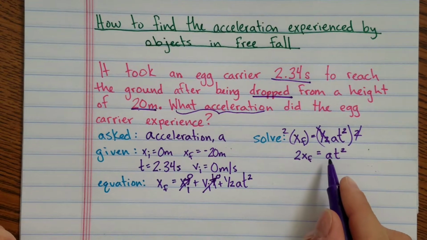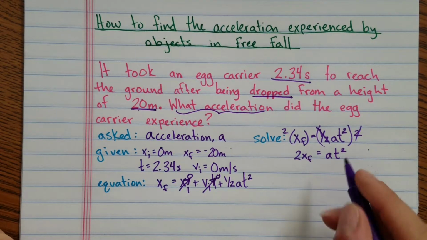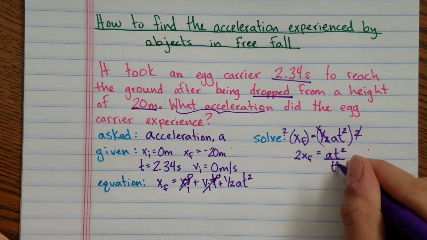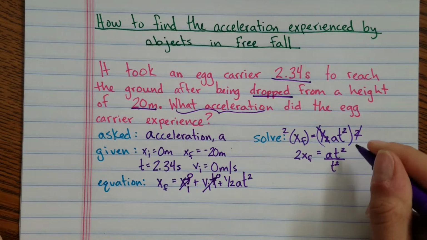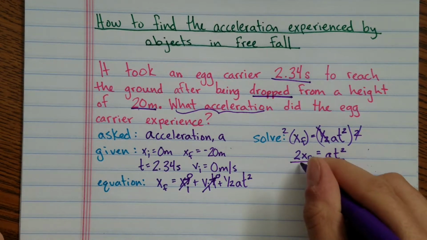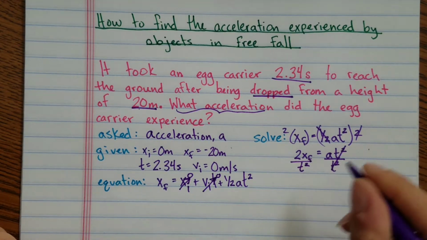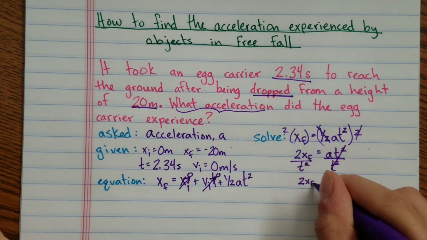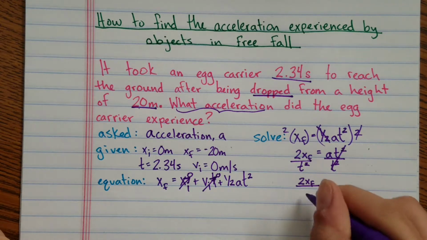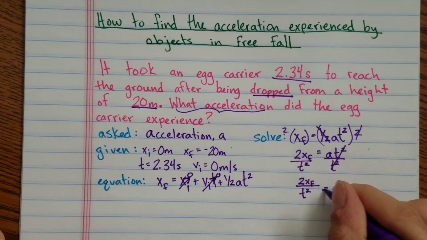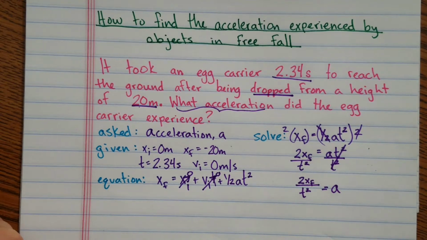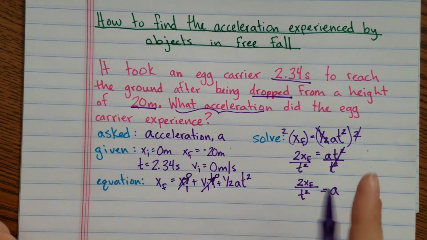I'm looking for a, and a is multiplied to t squared, so to undo that multiplication, I'm going to divide both sides by t squared. The squared is attached to the t, so I have to take it with the t. So this cancels. So we're left with 2 times the final position divided by time squared. That's going to be equal to our acceleration. And now we're ready to plug in our given values.